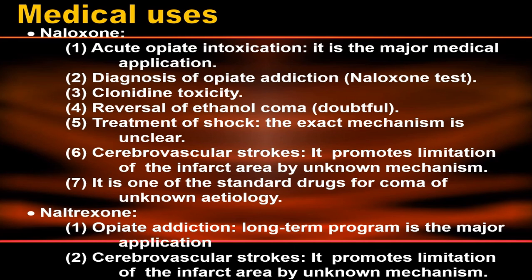Medical uses. Naloxone is used in acute opiate intoxication. It is the major medical application of this drug. Diagnosis of opiate addiction, which is what is called the naloxone test. It is given in clonidine toxicity, which is an antihypertensive drug. Reversal of ethanol coma, which is of doubtful effect. Treatment of shock, where the exact mechanism is unclear. It is given in cerebrovascular strokes. It promotes limitation of the infarct area by an unknown mechanism. It is one of the standard drugs for coma of unknown etiology.